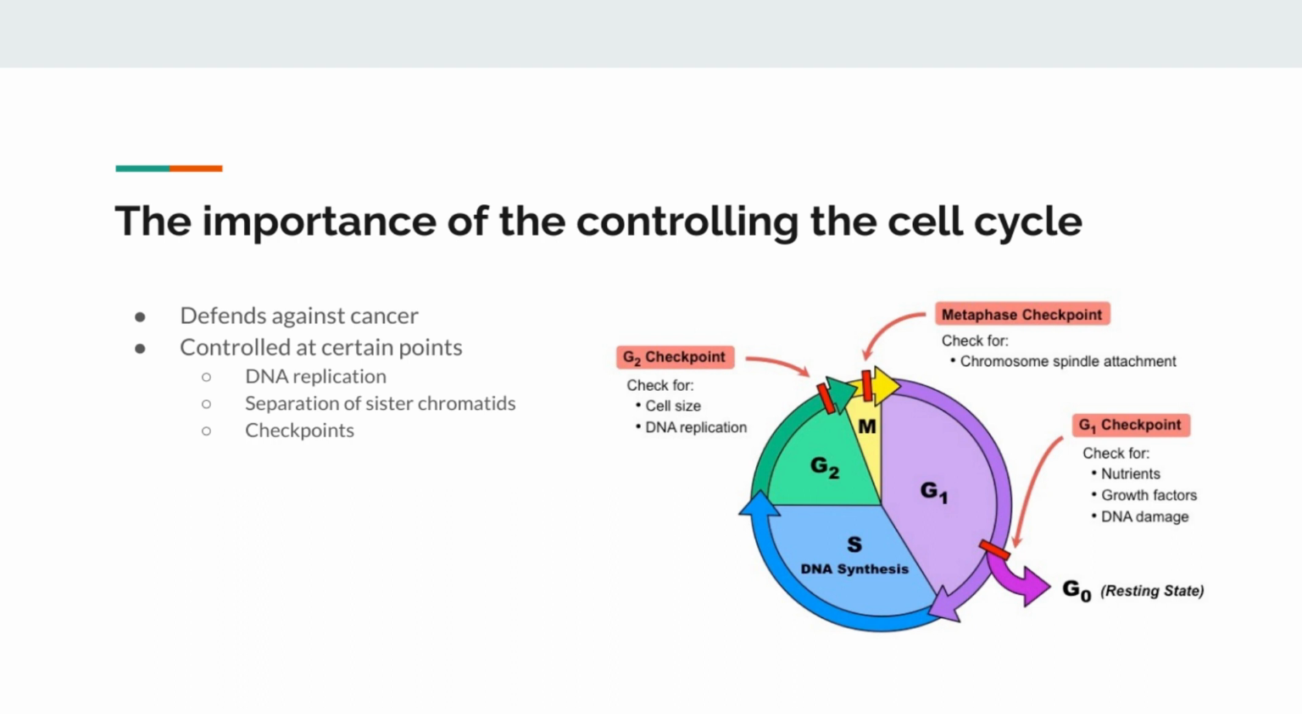It is very important that the cell cycle is controlled, otherwise we can have diseases like cancer. The cell cycle is controlled during DNA replication, the separation of sister chromatids, and at particular points in the cell cycle called checkpoints. During checkpoints, the cell cycle may be stopped if there is something wrong with the DNA, which gives the cell time to respond to external and internal signals.